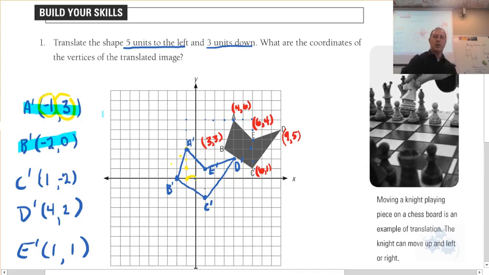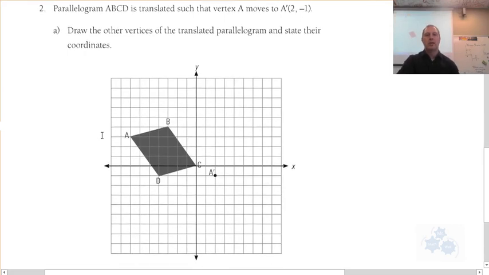All right. So when you're done that, you can go ahead and work on question number 2, which is right here. It's a parallelogram, and it is translated such that vertex A moves to the coordinate 2, -1, and it's shown here in the diagram. So there is the coordinate 2, -1. Draw the other vertices of the translated parallelogram and state their coordinates. So if this is where the new A is, where's the new B, the new C, and the new D? Take a few moments to do that.